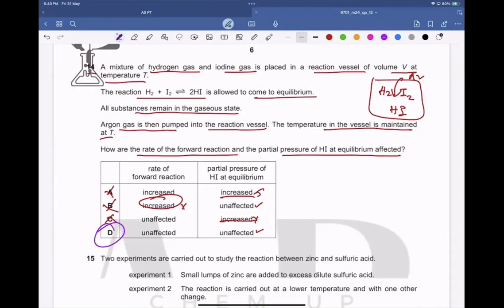Is this clear to all of you? Because argon is an inert gas, it is not part of the reaction. So it is not going to affect anything in this case. Now question number 15.